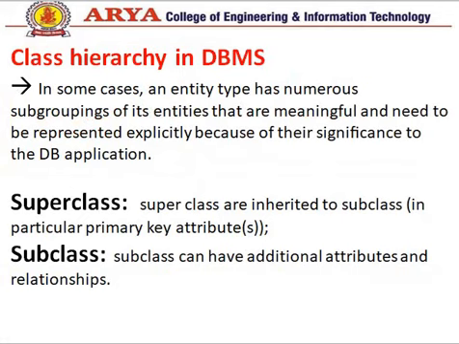Now we discuss class hierarchy in a DBMS. Like object-oriented programming, class hierarchy is also available in a database management system. Subgroupings that are meaningful need to be represented explicitly because of their significance in the database application. Superclass attributes, particularly primary key attributes, are inherited by the subclasses. Subclasses can have additional attributes and relationships.